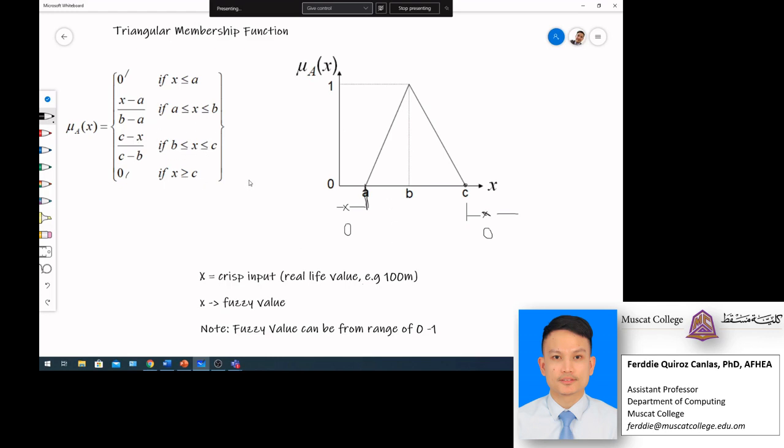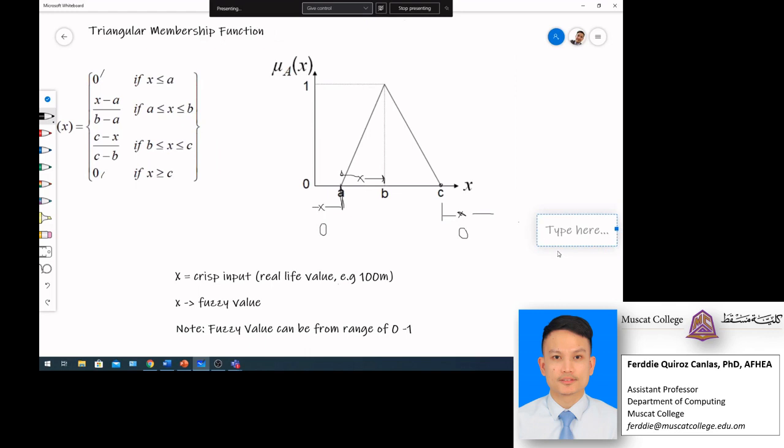So if my x is between a and b, from this point up to this point, then I have to follow this formula: x minus a, divided by b minus a, in parentheses, because we have to subtract first before we divide. So we have to follow this formula.